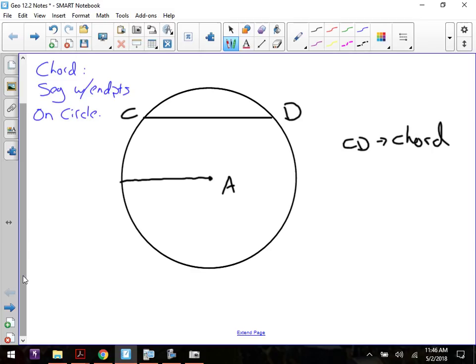One of the things to remember when we're dealing with a chord is that it is a segment, so you've got your endpoints. But what's the difference between chords and arcs? Okay? Chords are the segment. The arc is what they run into. Remember, we called it an intersected arc.